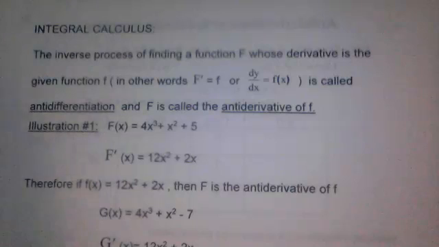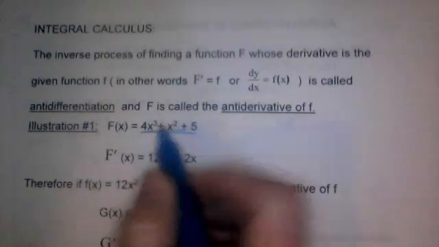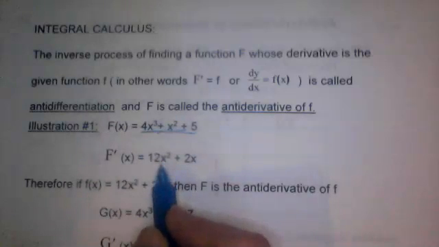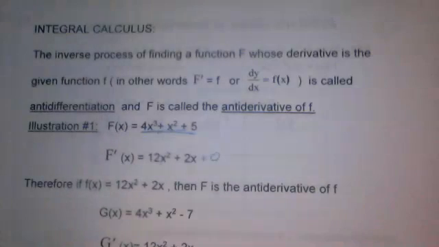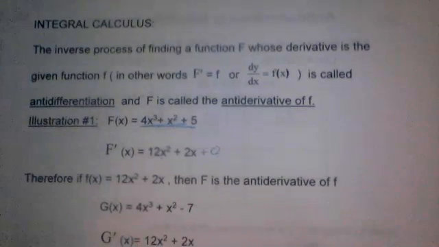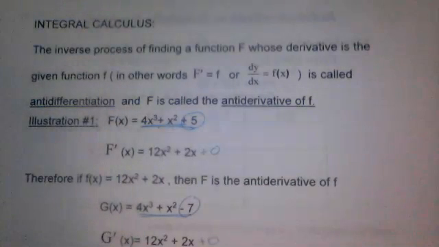So here's a couple of examples. If this is my function, we all know how to take the derivative of that. We'd have 12x squared plus 2x, and the 5 would be a plus 0 out here on the end. So let me go ahead and take a look at another function. Here we're going to take the derivative. We get 12x squared plus 2x plus 0 on this one as well, but we can tell that these two functions, f of x and g of x, are not the same function.